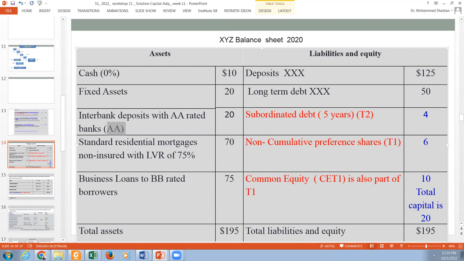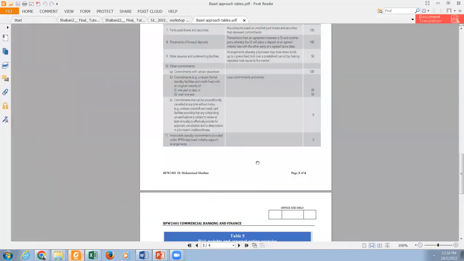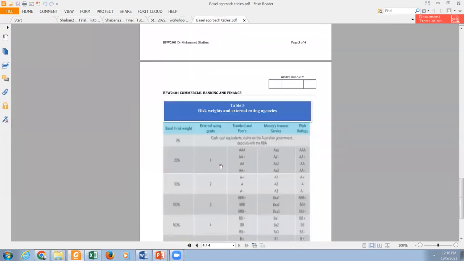This is AAA according to the problem. So AAA, now I go to the tables, table 5. So all items, we have a counterparty for conversion. Table 5, AA is 20%. And I am using Standard & Poor's. Always use Standard & Poor's. I'm not using Moody's or Fitch. Please write this note. I'm using Standard & Poor's.